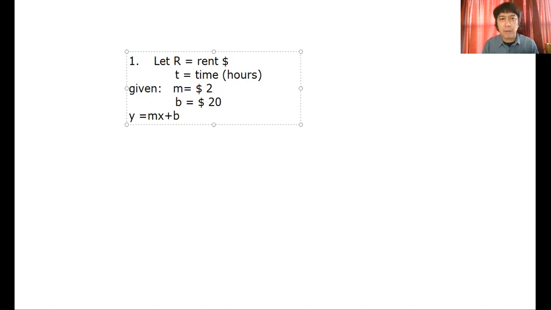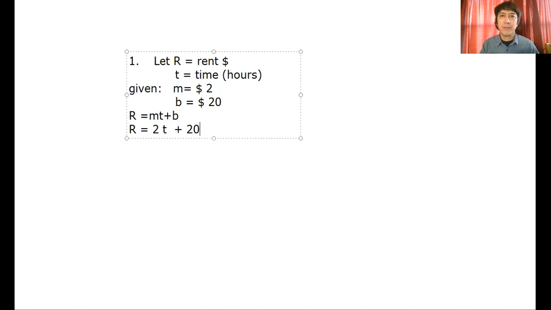Now notice the y, that is the dependent variable, and that will be our rent. So we shall replace this with capital R, the rent, and our x, the input variable, is time, the small t. Then we can use our given data to come up with the equation. This is r equals m, our m is 2, times t, plus the 20. So this is our required equation for this particular problem.